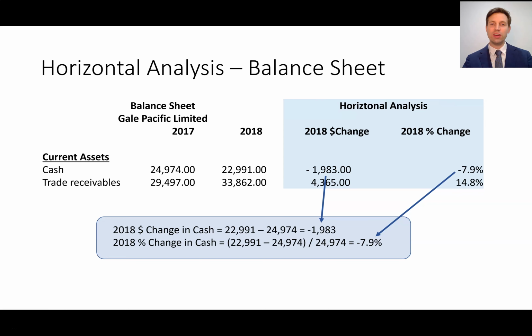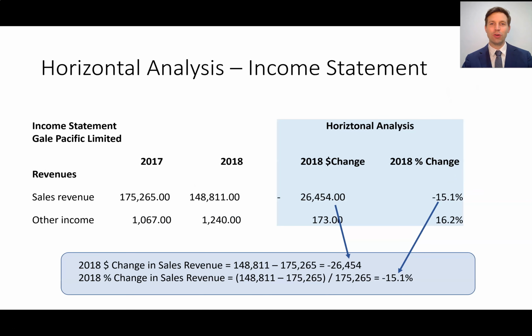So for all these changes, horizontal analysis just identifies areas of change in the business, and it's then up to the analyst to go and try and identify what caused those changes, what actually happened in the business that led to these changes. We can also do the same sort of horizontal analysis on the income statement.